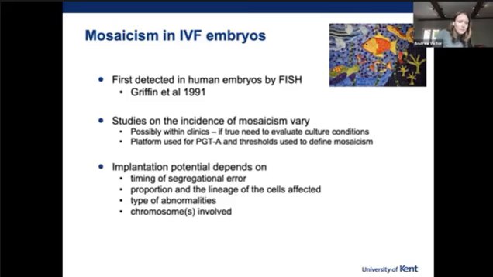The implantation potential of mosaic embryos depends on the timing of the segregational error. It also depends on the proportion and lineage of the affected cells. So, for example, could the aneuploid cells be confined just to the trophectoderm, and also the type of abnormalities and the chromosomes involved.